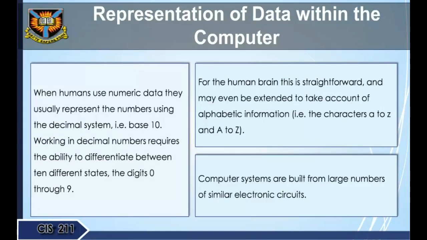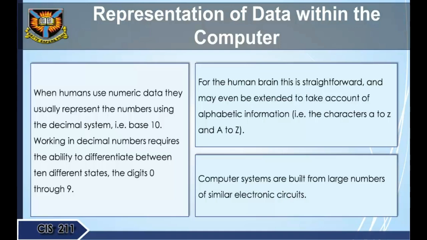Representation of data within the computer. When humans use numeric data, they usually represent the numbers using the decimal system, that is, base 10. Working in decimal numbers requires the ability to differentiate between 10 different states, the digits 0 through 9. For the human brain, this is straightforward and may even be extended to take account of alphabetic information, that is, the characters A to Z and a to z.